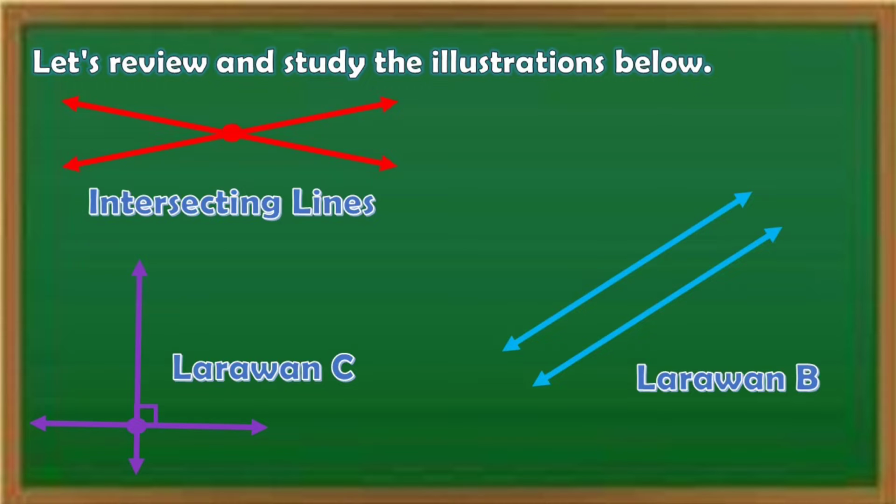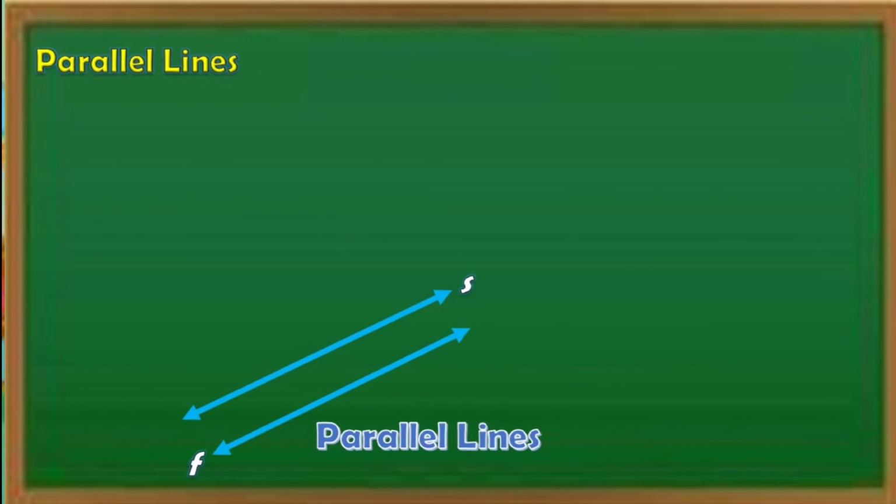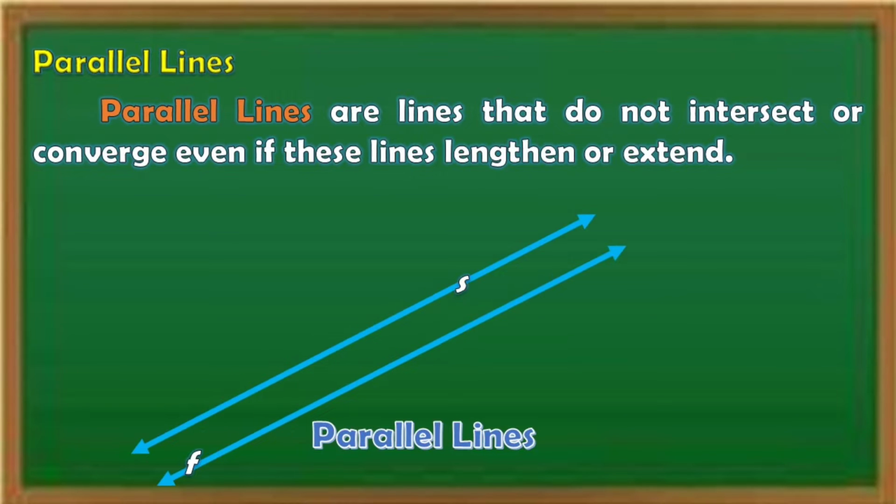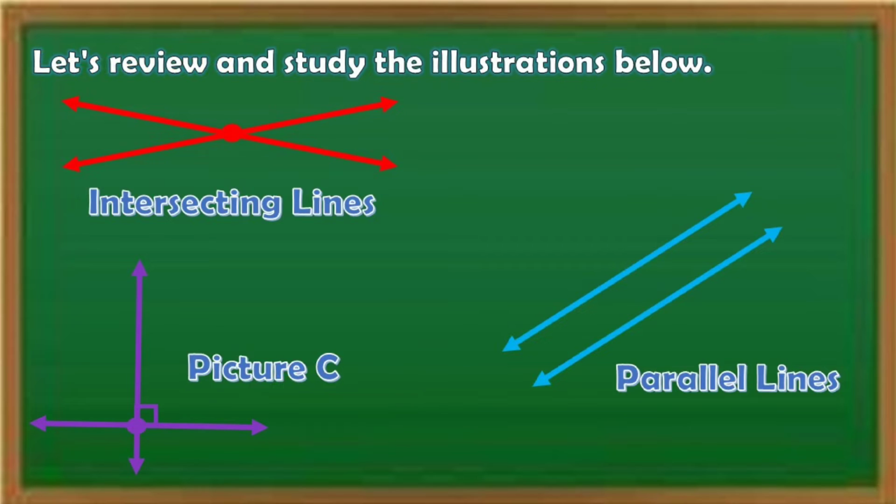Now, let's study what is in picture B. Picture B shows parallel lines. Parallel lines are lines that do not intersect or converge even if these lines lengthen or extend. As in our example, line S is parallel to line F. Because these lines do not meet or intersect, even if these lines are extended, they will still not stick together. Now we know and understand that picture B shows parallel lines because these lines do not intersect or meet.